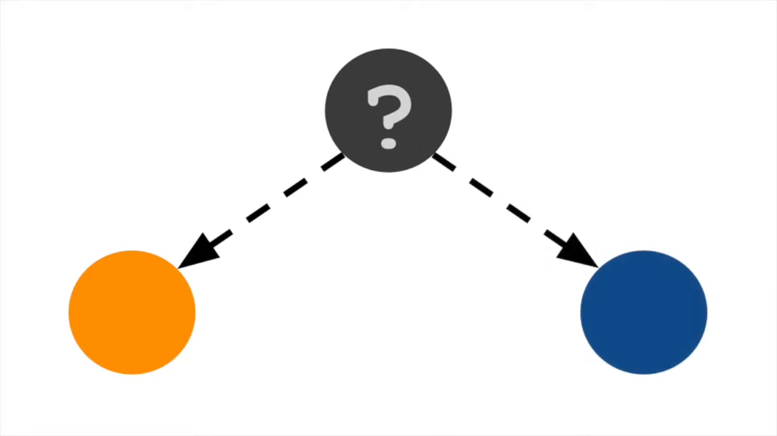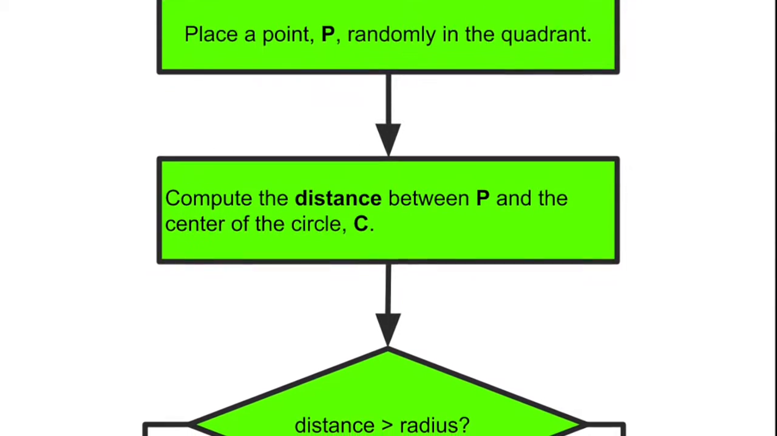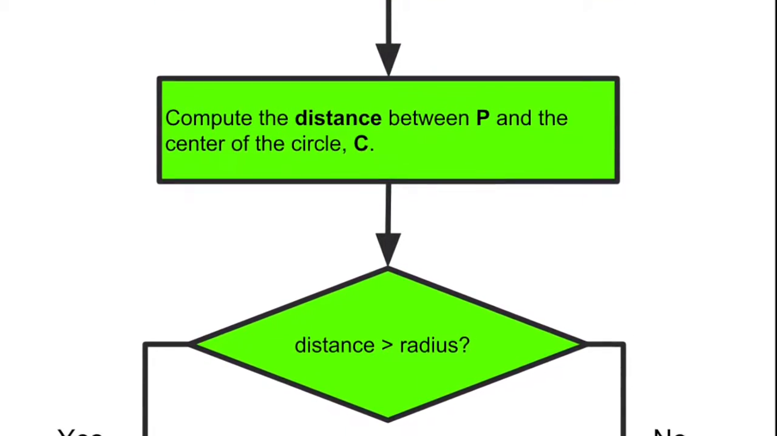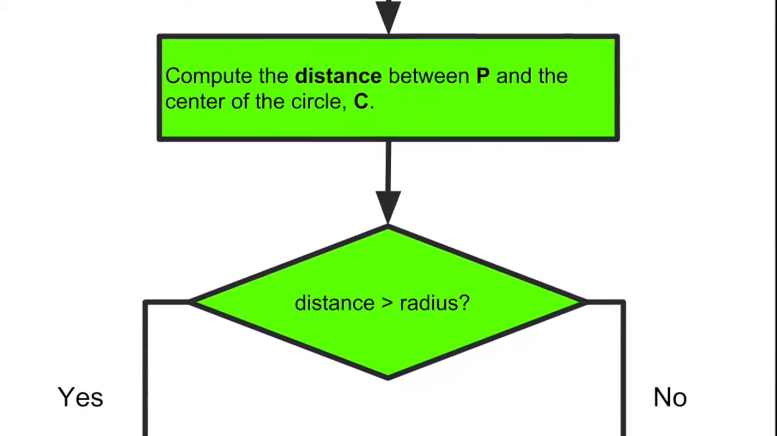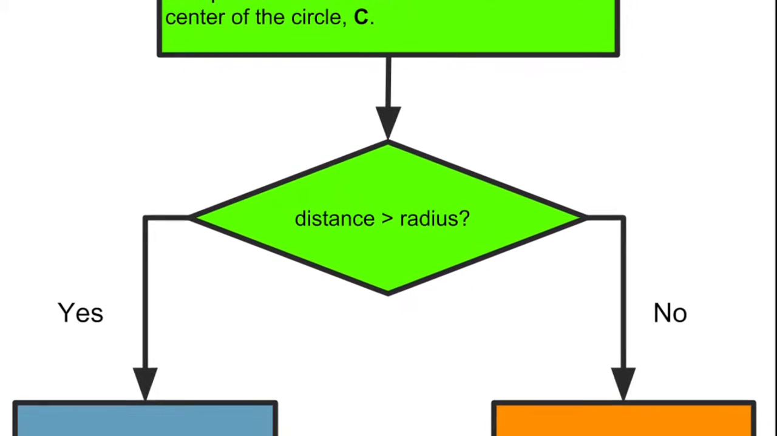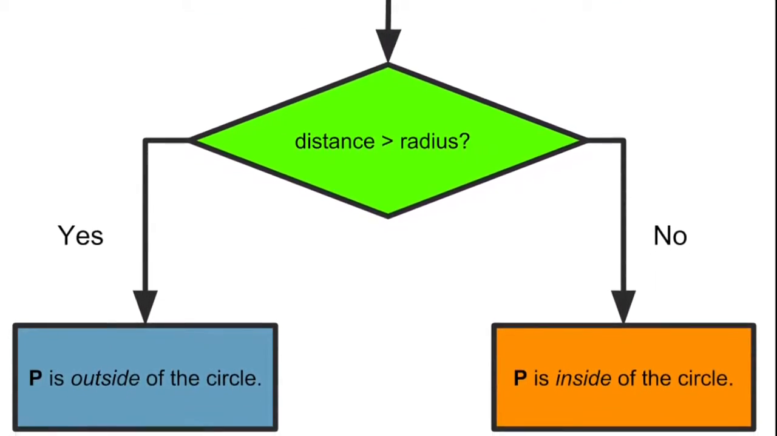How do we know whether to make the dots orange or blue? If the distance between the center of the circle and any given point is less than or equal to the circle's radius, we can say that the point is within the circle, so we color it orange. Otherwise, we say that the dot is outside of the circle, and we color it blue.